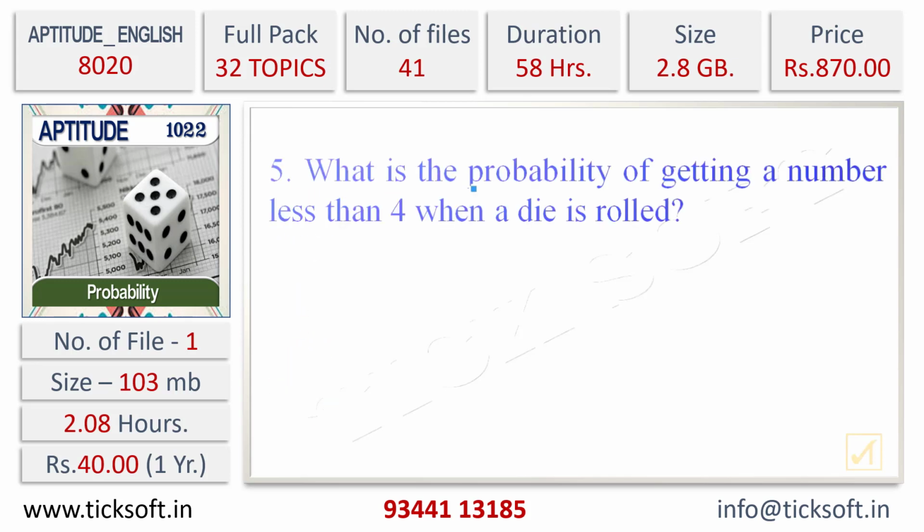Now the fifth question is: what is the probability of getting a number less than 4 when a die is rolled? Here listen, only one die is rolled. So what is the sample space? It is nothing but 1, 2, 3, 4, 5 and 6. So this is the sample space. So n of S will be equal to 6.